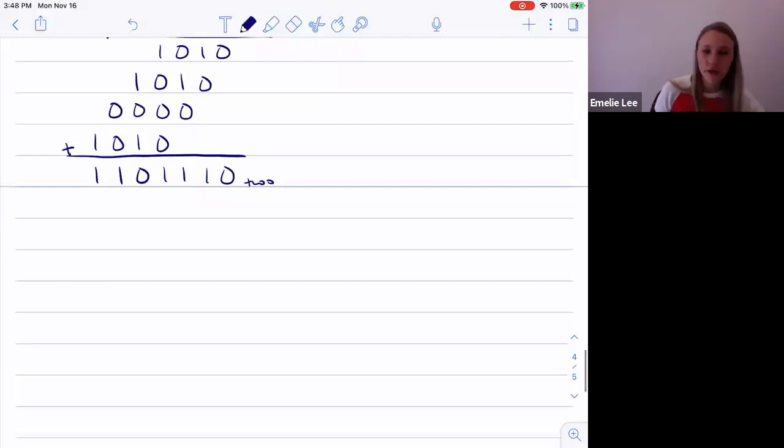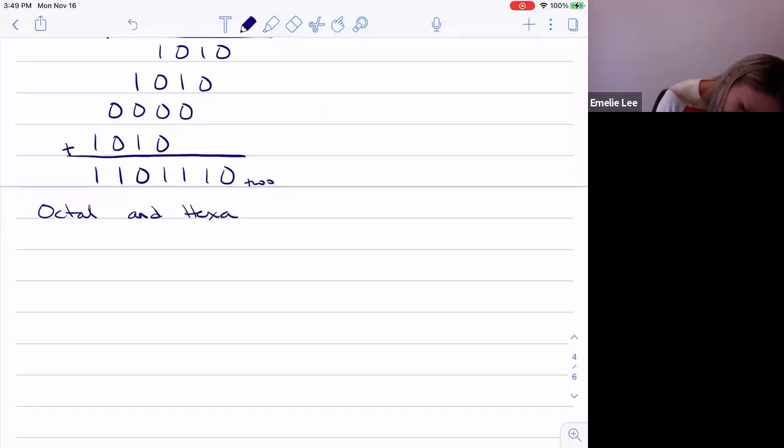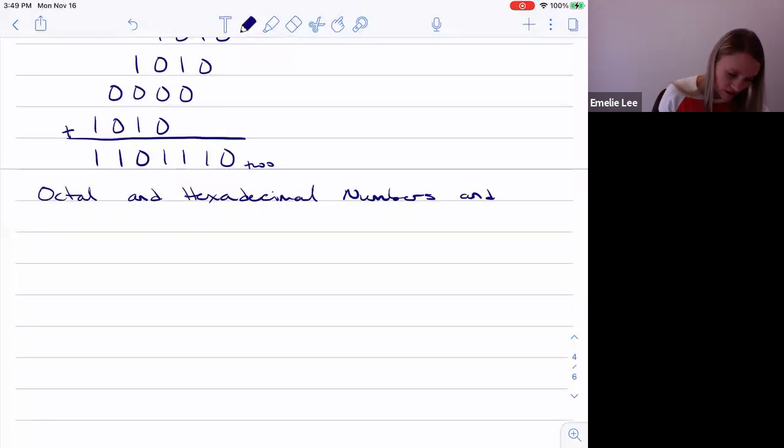Let's talk about, so the last thing we're going to talk about is just kind of focusing on the relationship between binary, octal, and hexadecimal numeration systems and how we can move between them. Okay, so we'll call it octal and hexadecimal numbers and conversion between bases.